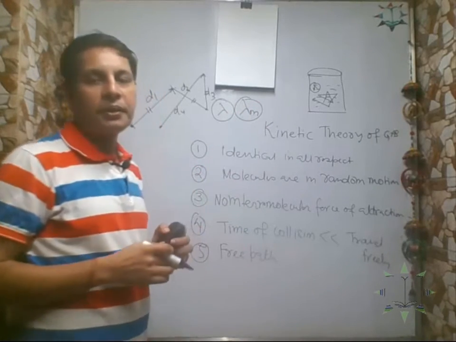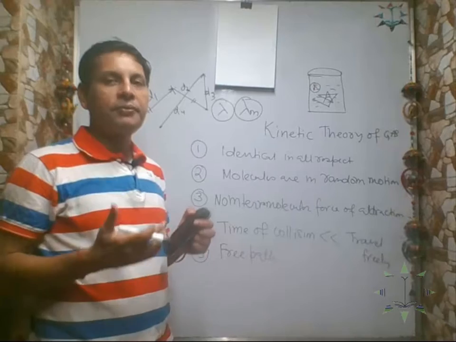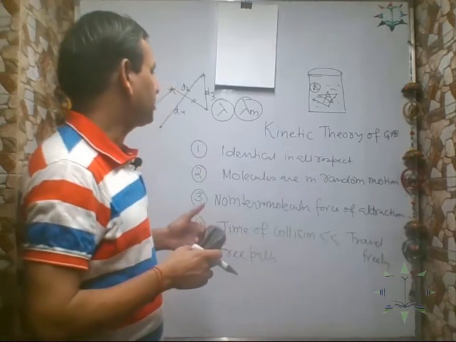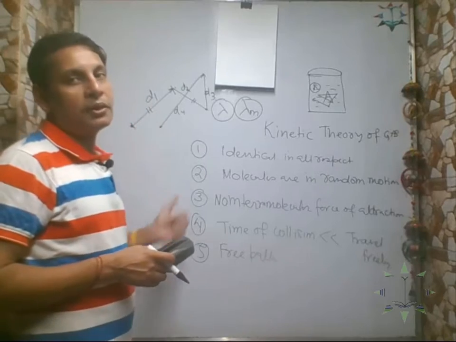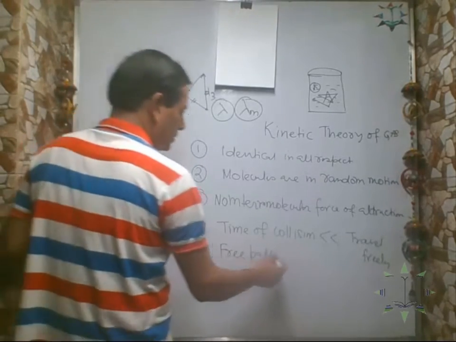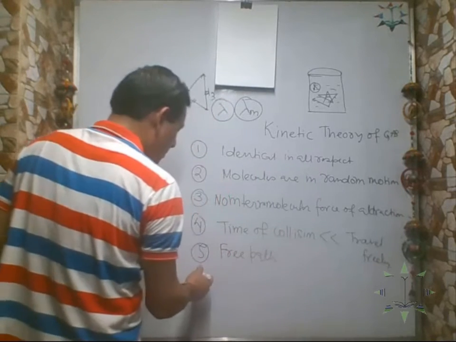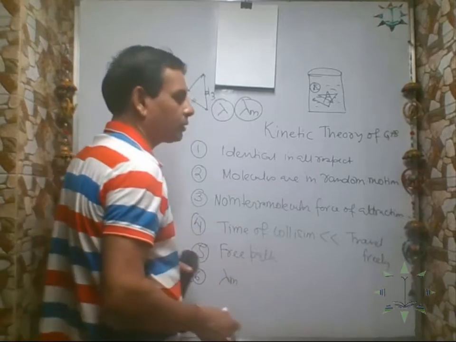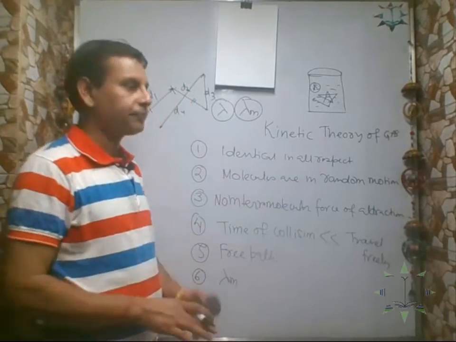So what is mean free path? The average of all the free paths is called mean free path. At a particular temperature, the average of all the free paths, that is the mean free path, is the same. So free paths are not the same, but mean free paths are the same. Mean free paths of all the molecules are the same, correct?